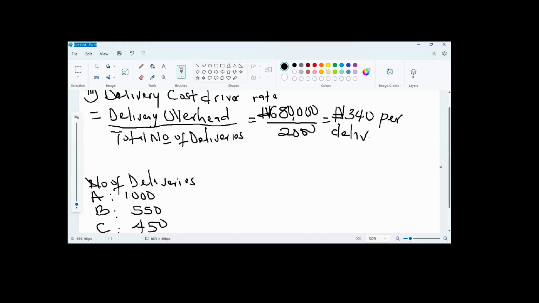You must put these bases there. You can now return and do allocation. Multiply by 340. Multiply by 340. Multiply by 340.